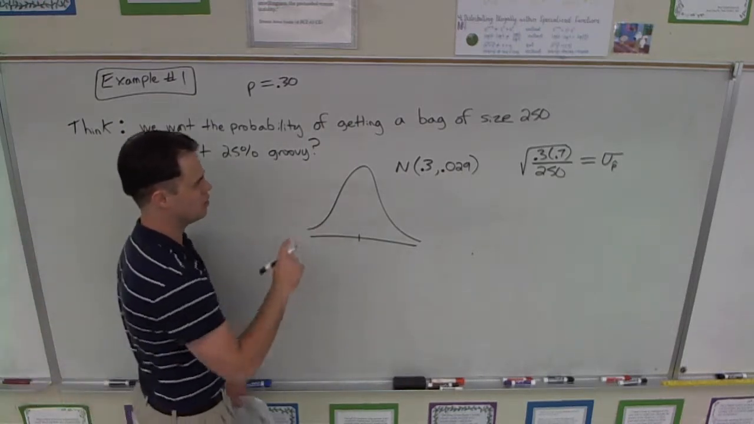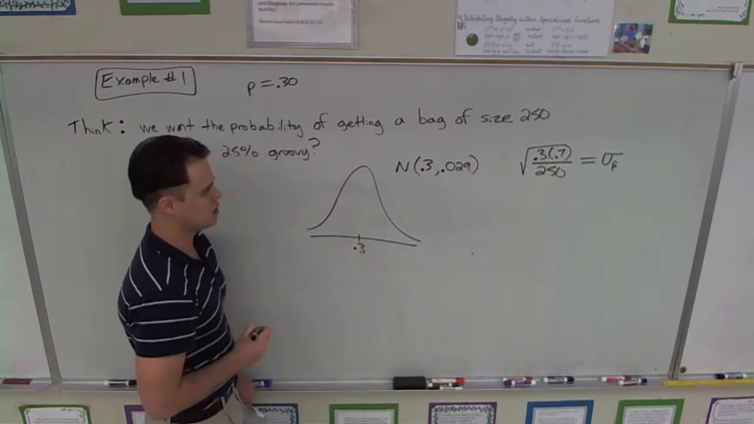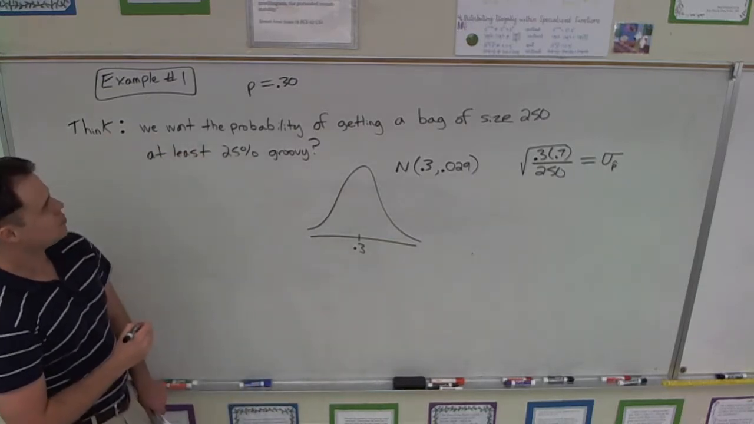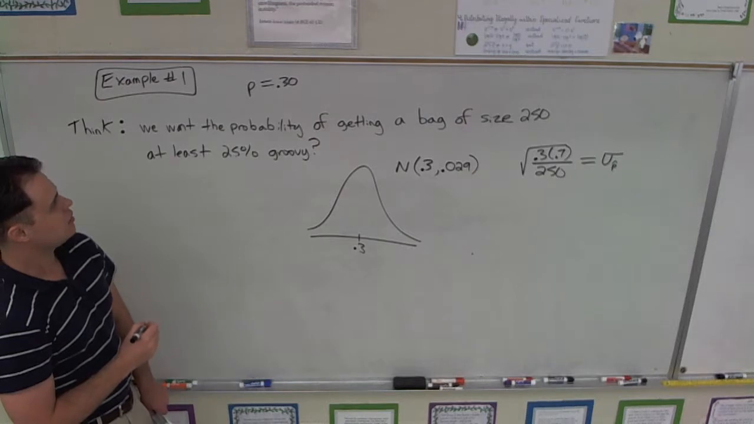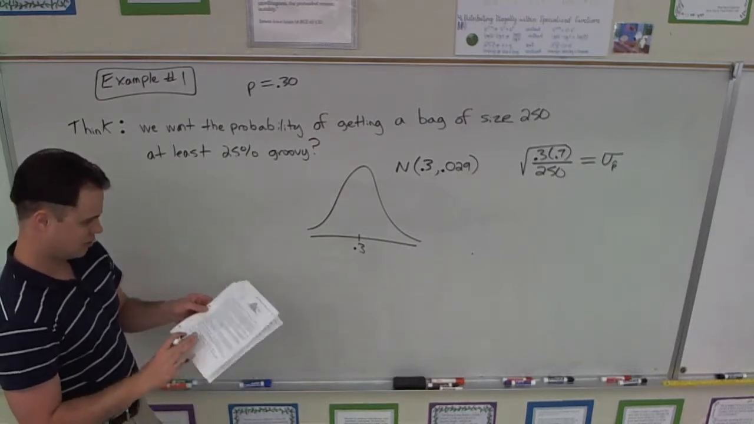Where should I be drawing on here? Well, I should say the middle was, of course, 0.3. And what were we interested in? It's greater than 0.25. Yeah, greater than. We want the probability of getting a bag at least 25%.